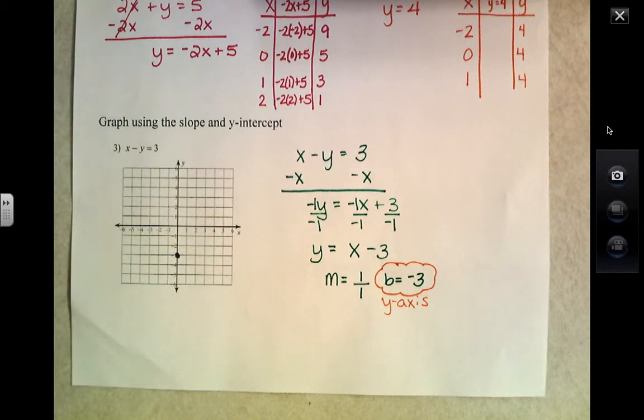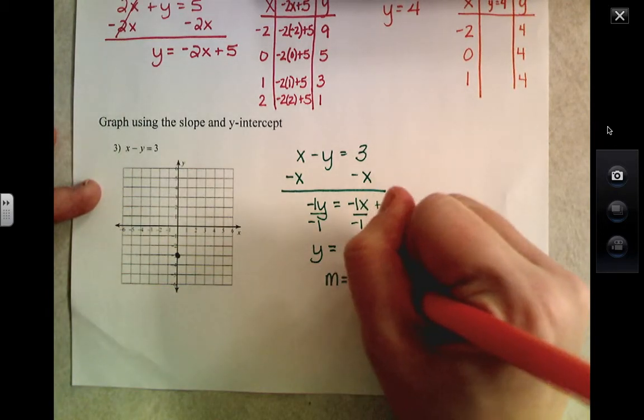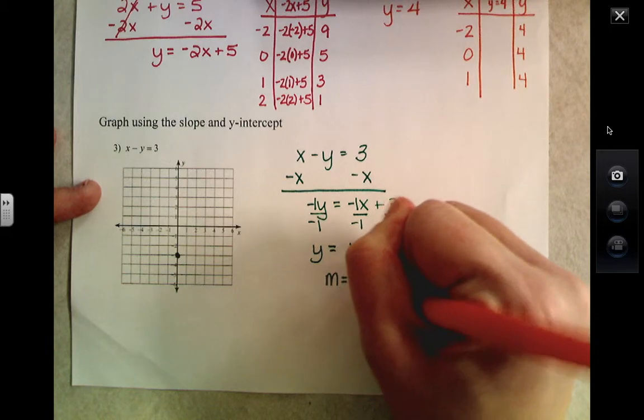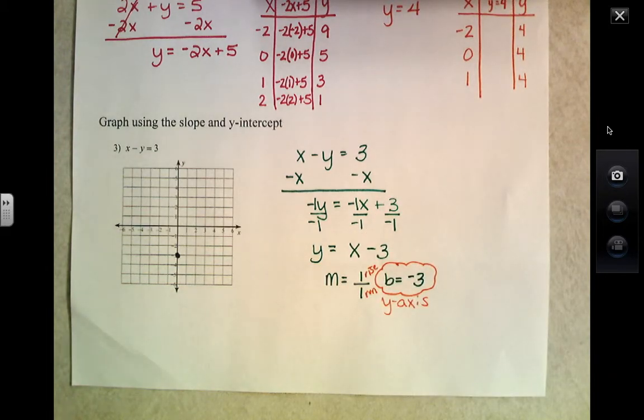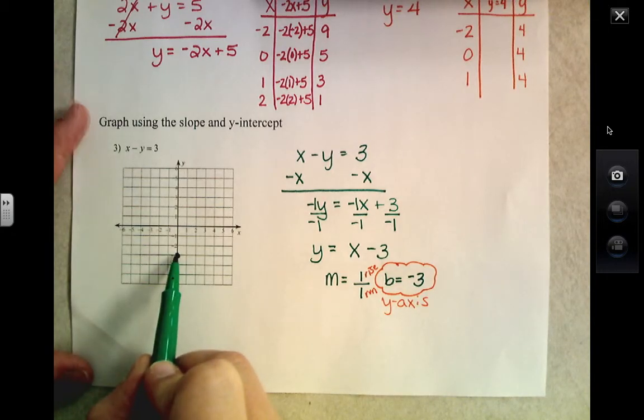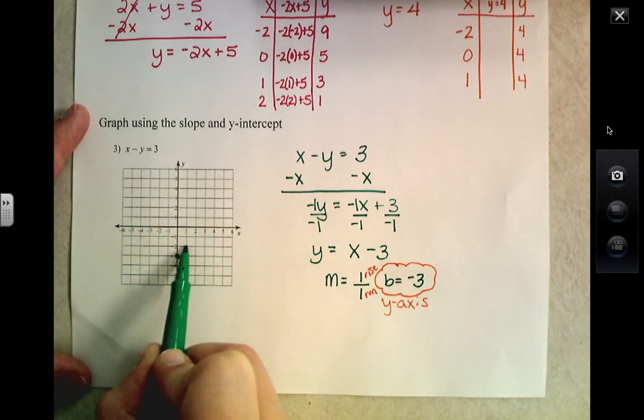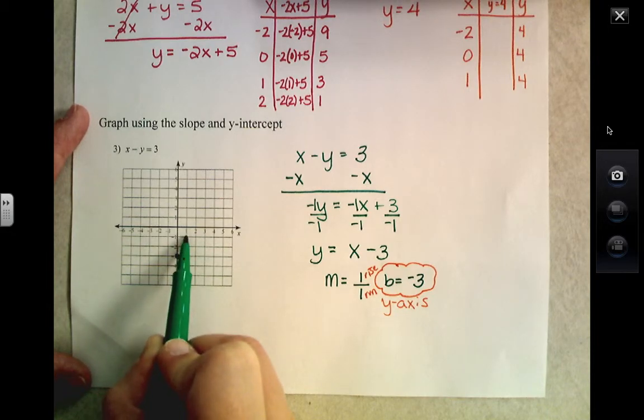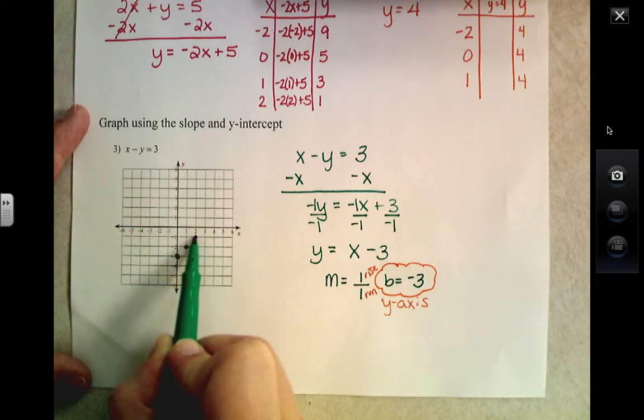Okay, now my 1 over 1 here gives me rise over run. So I'm going to rise 1 and run 1. They're both positive, so I'm going to move in the positive direction. So rise 1 means up 1, run 1 means to the right 1.